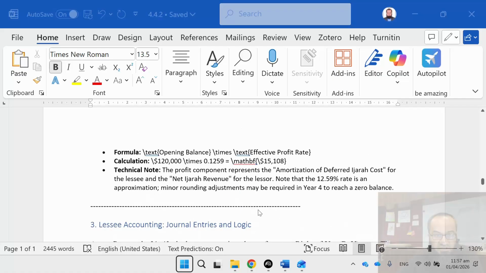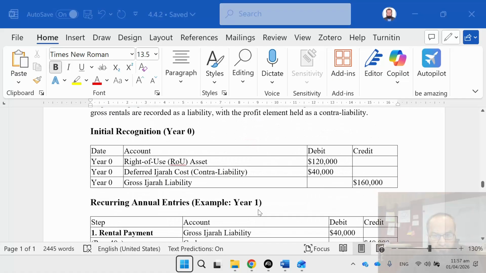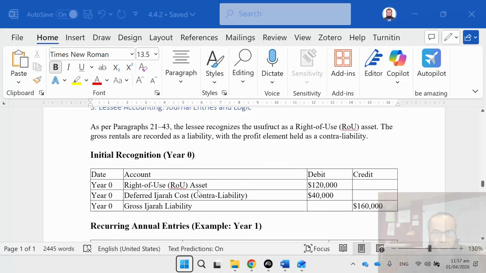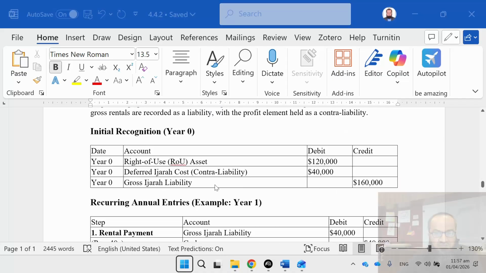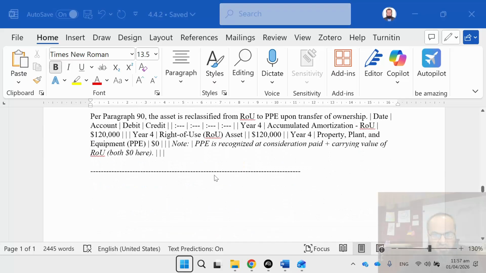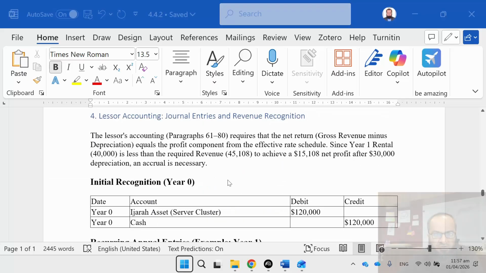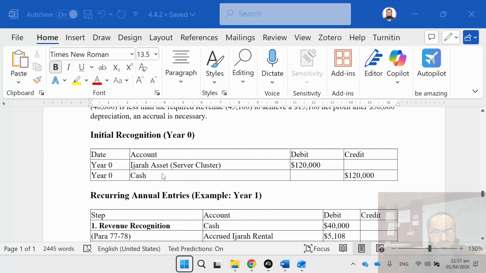So now we see how do we record it, right? So of course the right of use asset when we purchase it, this is the lessor side of accounting. So let's go to the lessor side of accounting, right? Lessor accounting. So when we purchase the asset, we record the asset as a debit entry, increase in asset, and decrease in cash as a credit entry, right?